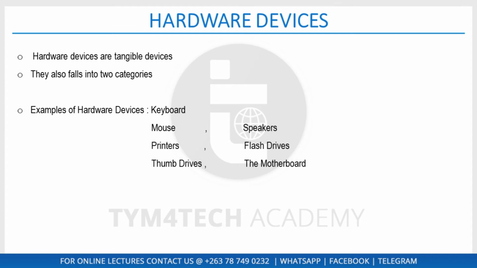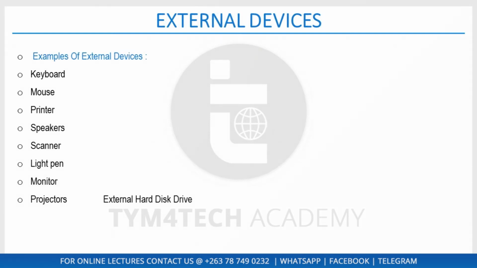Now that you know what a hardware device is, and that hardware devices fall into the categories of internal and external devices, hardware devices include computer keyboards, the mouse, the printers, the flash drives, which can be called the thumb drive, the random access memory, the motherboard, and many more to be discussed. I promise you that. First, looking at external devices.